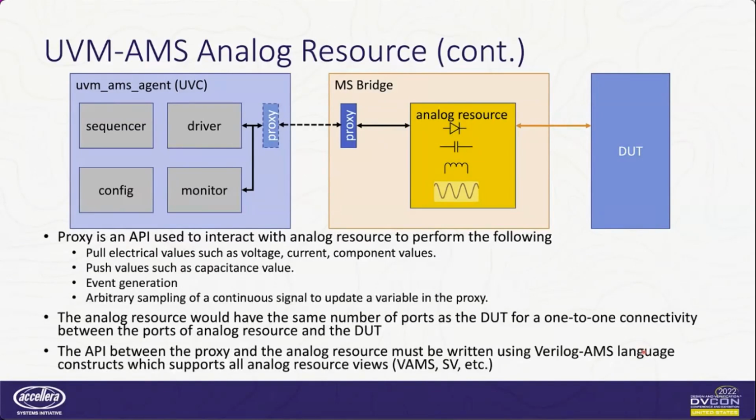So the proxy, again, is an API back to the UVC, driver and monitor. The driver and monitor can communicate with the bridge and therefore the analog resource through this proxy that's a class handle that can be passed just like you can with a virtual interface. And so it's going to be a SystemVerilog class that has functions that allow you to communicate with the analog resource.